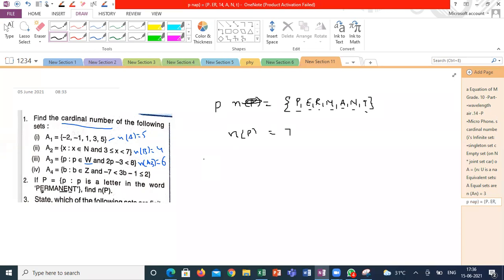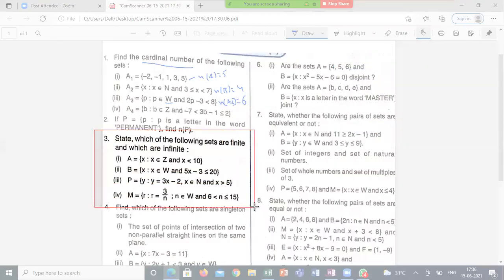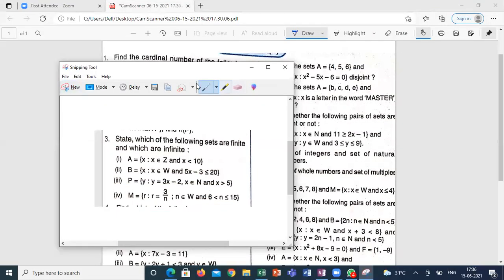Guys, are you clear? You have to take distinct elements. Understood? Why N of P is 7? Yes, sir. Next question. Shall I move to the next question? Who is going to explain this question? Hamsini, can you try?